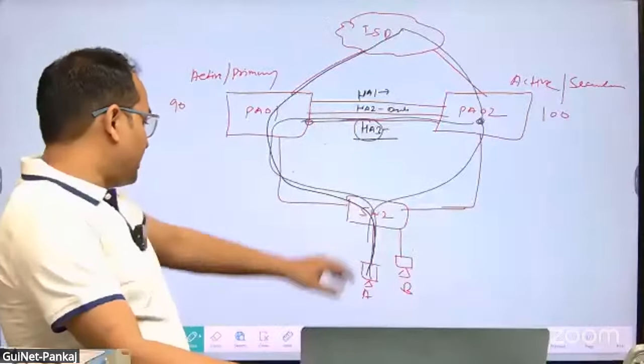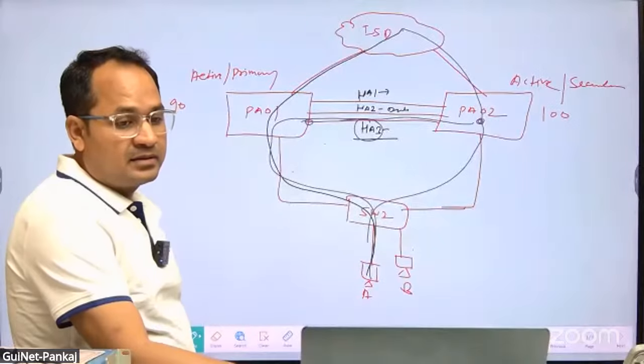So we'll do this lab. Yes, sir, one confusion. Yes. Sir, if through the HA2 link, the policy or NAT, all the things are going to sync with PA2, then why is the packet going to be blocked by PA2?